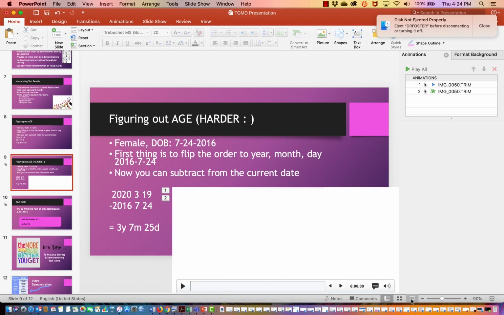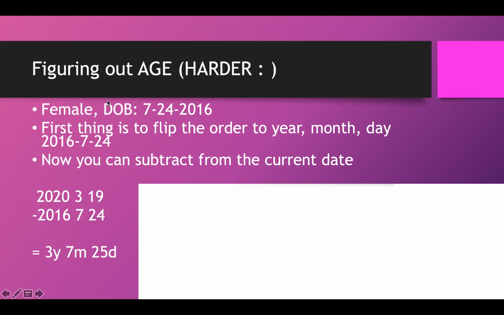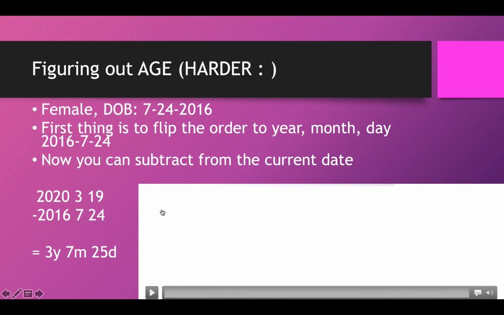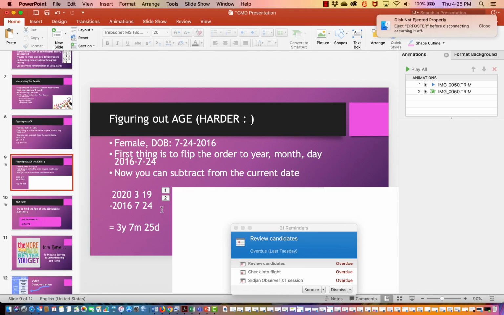So now we want to go into a much harder way to figure out. So this individual's date of birth is 7/24/2016. So we flip the year, month, and day. So 2016, month 7, days 24, and now we have to subtract it from the current date. But as you can see, it's not going to be as easy because I can't subtract 19 from 24. So I'm going to show you how to go through and do those subtractions.